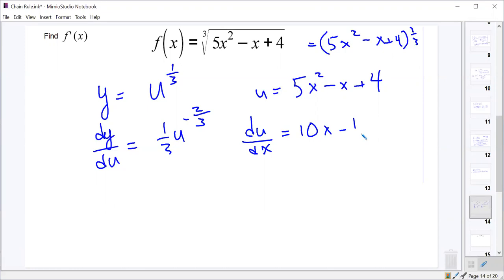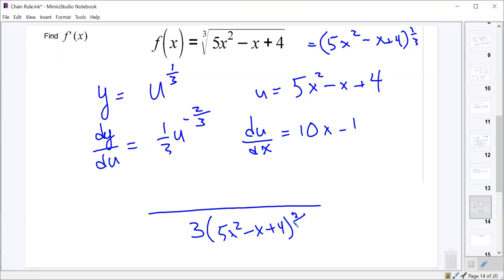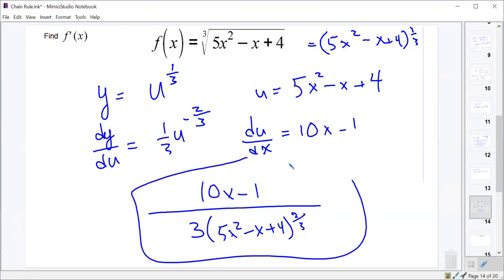Yep. And then this 1/3 u to the negative 2/3 means we're going to have a 3 in the denominator, and we're going to have our u value to the 2/3 in the denominator. So 5x squared minus x plus 4 to the 2/3, and we're going to multiply that by 10x minus 1. Good or no? Good. All right.